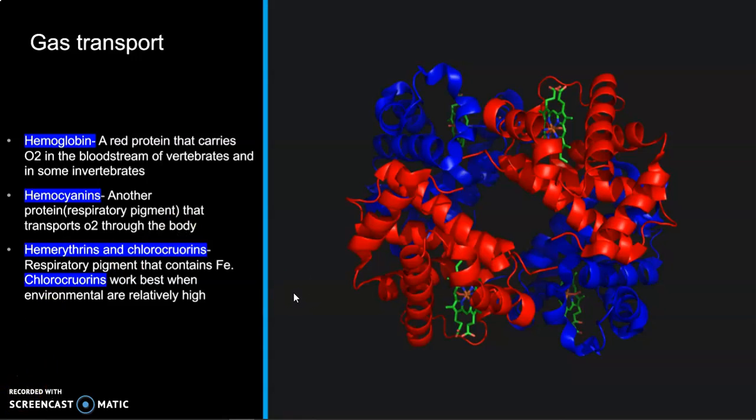For the final one, we're talking about hemerythrins and chlorocruorins. The first one turns violet pink when it becomes oxygenated. The other one is green in dilute concentrations, but it turns red like hemoglobin in high concentrations. Chlorocruorins are really closely related to hemoglobins, and some believe they came from hemoglobins, meaning they could have derived from hemoglobin.